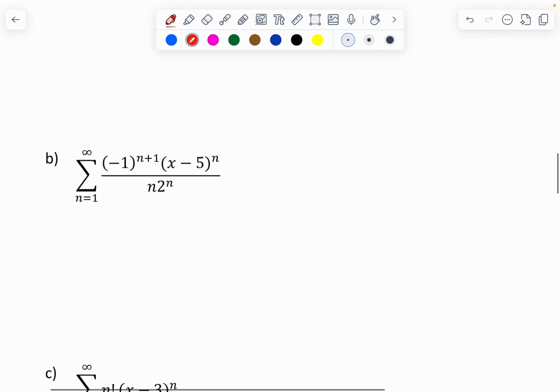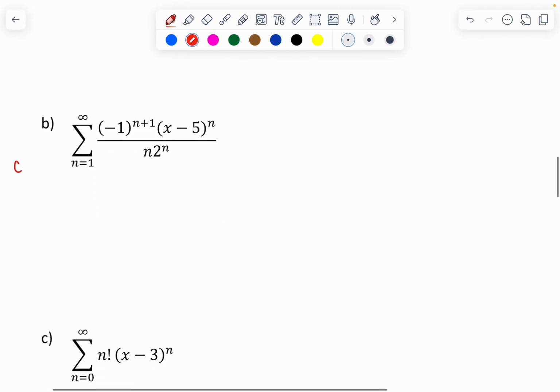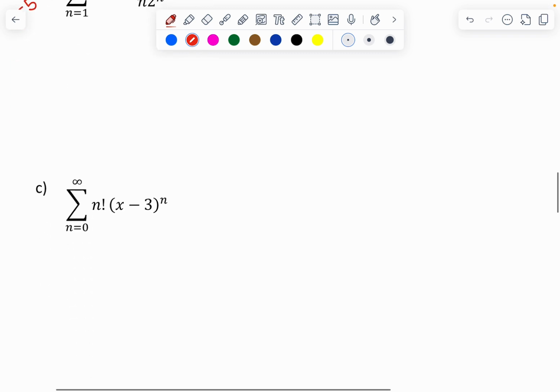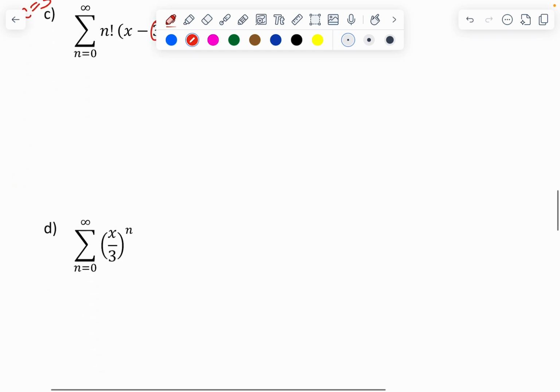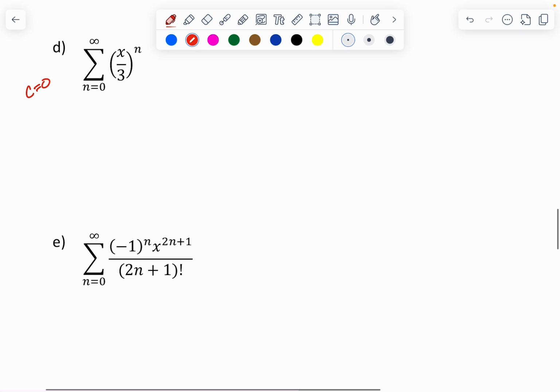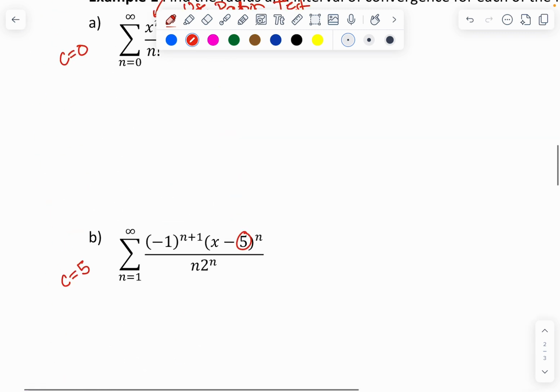Just going through these, part B, what's the center in B? Hopefully you notice that it's 5. The center in C is going to be 3. And so on. The center here is going to be 0. The center in this problem is also going to be 0. And we'll come back to those in just a sec.